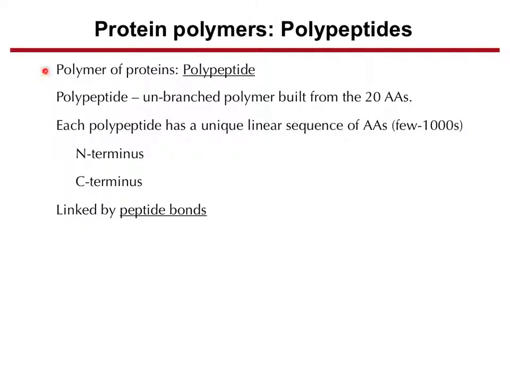So we said the polymer of proteins is a polypeptide. The monomers are called amino acids. We abbreviate that by capital A, capital A. And when you link amino acids together, the specific type of bond is called a peptide bond. That's like in carbohydrates, how you link with glycosidic linkages. It's the same thing, it just has a special name.